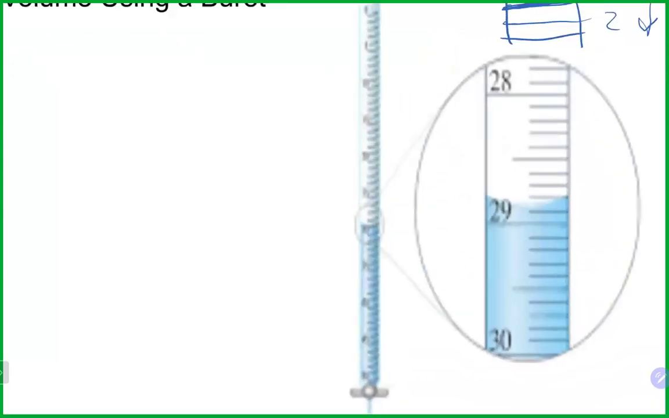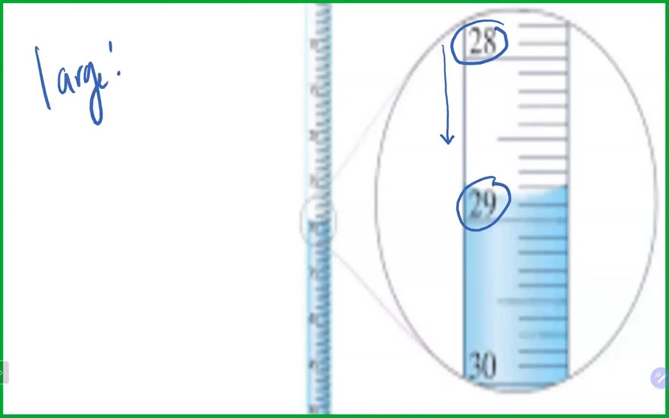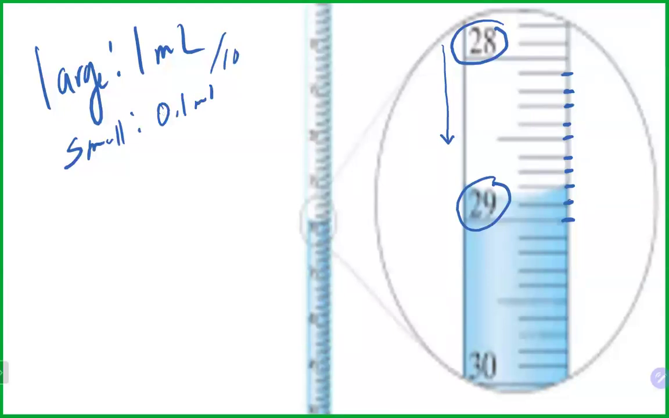So if we blow up on this guy again, we are, once again, increasing as we go down. So we could still do the same thing. That is a large marking. That is a large marking. So our large marking here, once again, is 1 milliliter difference between them. If we count our markings here, we have 1, 2, 3, 4, 5, 6, 7, 8, 9, and 10. So again, we have 10 markings. That means each of the small markings in this case is going to be 0.1 milliliters.